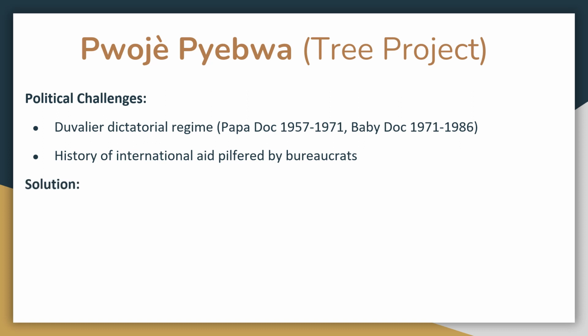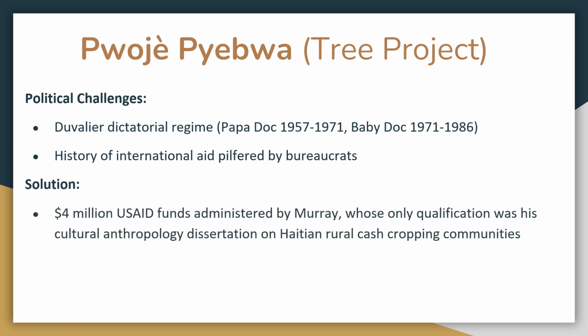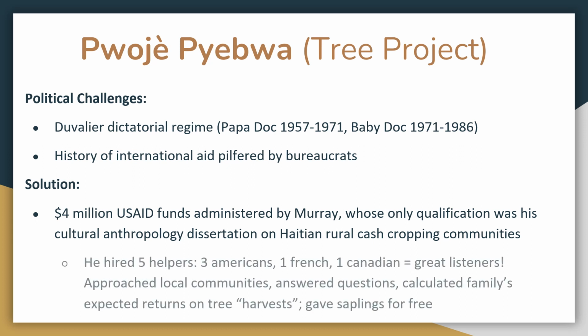And so a solution to this anticipated political corruption that would embezzle funding from reforestation projects included getting funds from USAID that were administered by Murray, an American, even though his only qualification was his anthropology dissertation on Haitian rural cash cropping communities. Lucky him, he got a job.